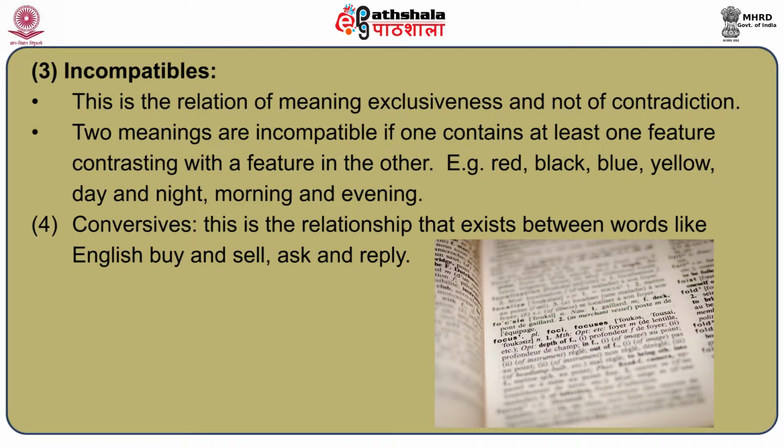Conversives. This is the relationship that exists between words like English buy and sell, ask and reply. Besides this, there are other relationships of meaning of a relational set like father and son, hierarchical. So, as in the case of synonyms, complete or absolute antonyms are also rare in a language. A word may have more than one antonym, each restricted to some contexts. The word thin has thick as an antonym in one case, but fat in another context. The word dry may be antonym for wet, moist and damp. So it depends on the context how the antonyms have to be related.